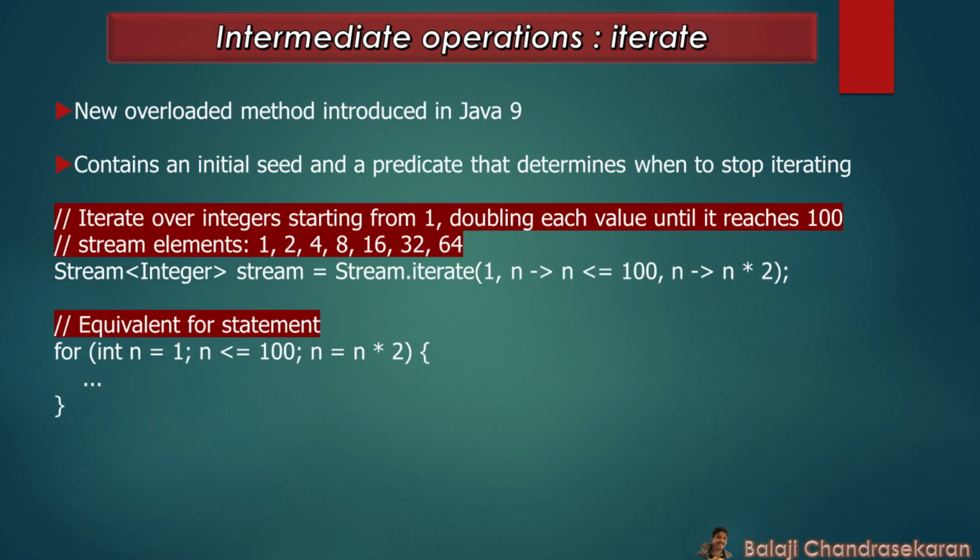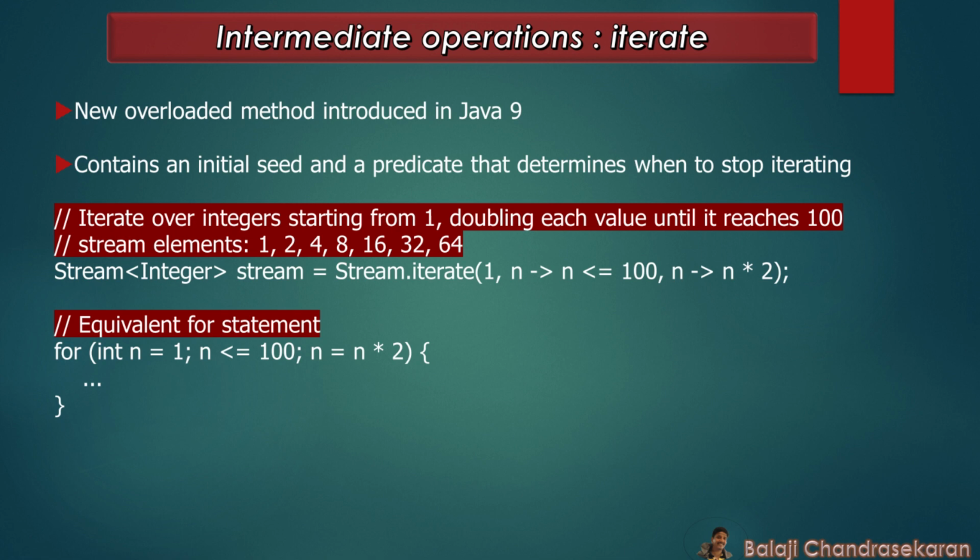In Java 9, the iterate method in the Stream interface has been enhanced to provide a more flexible way of iterating over the elements. The new overloaded version of the iterate method allows us to specify both an initial seed and a predicate that determines when to stop iterating.